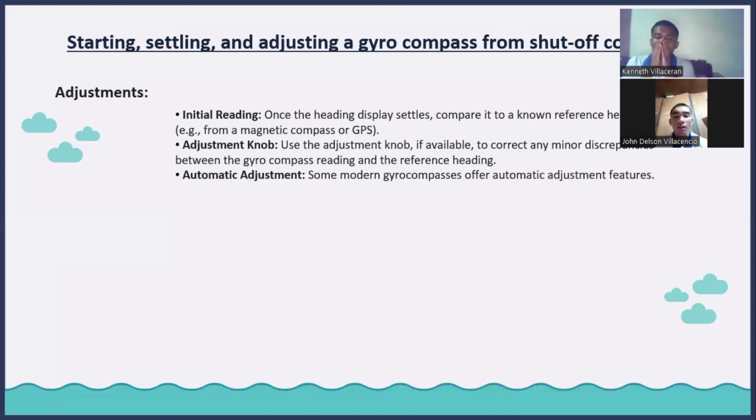Adjustments. Initial readings. Once the heading display settles, compare it to the known reference heading. Adjustment knob. Use the adjustment knob, if available, to correct any minor discrepancies between the gyro compass reading and reference heading. Automatic adjustment. Some modern gyro compasses offer automatic adjustment features. Next.